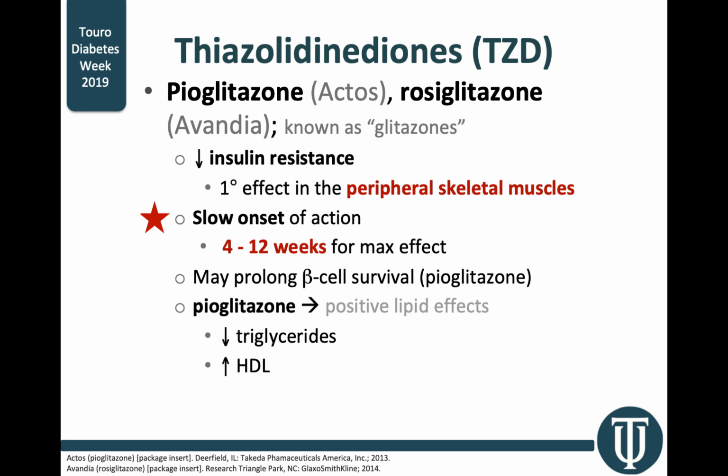And in addition to lowering glucose, pioglitazone can also lower triglyceride and also increase HDL. So for those who also suffer from hyperlipidemia, pioglitazone might be a good option for them.